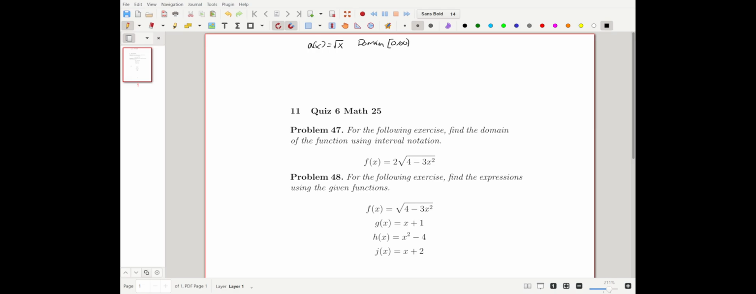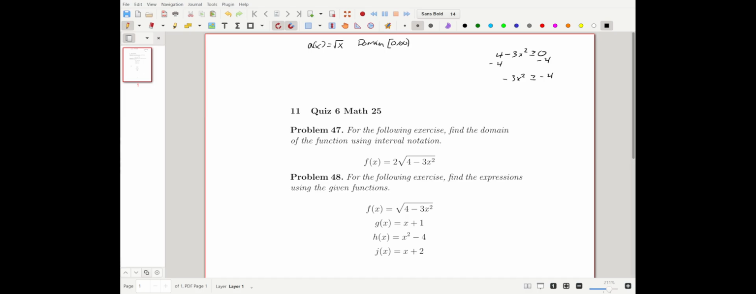numbers. So really what we're looking to do is take the inside of the square root and make sure that the value that we get there is greater than or equal to 0. And from here, it's just a little bit of algebra. We're going to try to isolate x. So we subtract negative 4 on both sides. We get negative 3x squared is greater than or equal to negative 4.